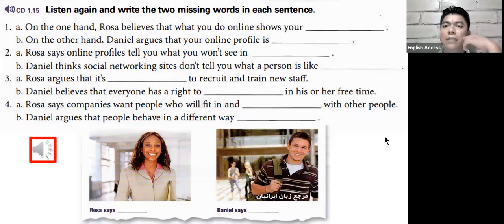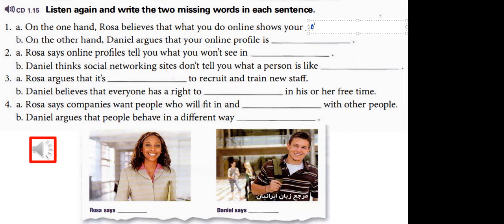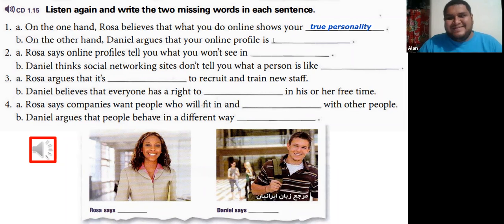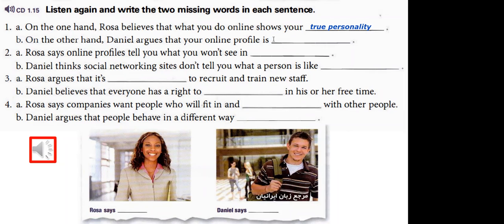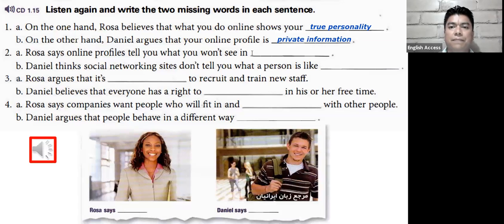All right, now let's check it out. Tell me, what did you hear? Number 1, on the one hand, Rosa believes that what you do online shows your true personality. I was wrong. Next. Private information. Next. An interview.